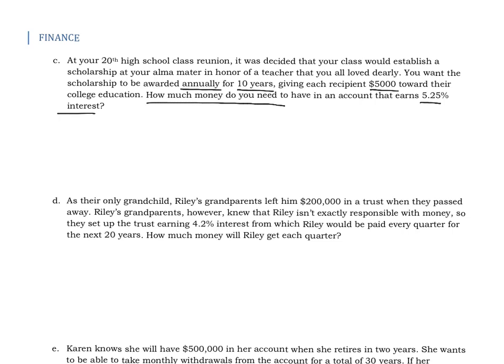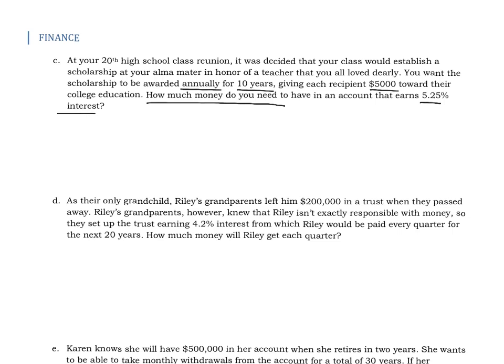So we're not putting money in the account. We want to take money out on a regular basis. So how much would we have to have in that account in order to be able to give out the $5,000 every year?